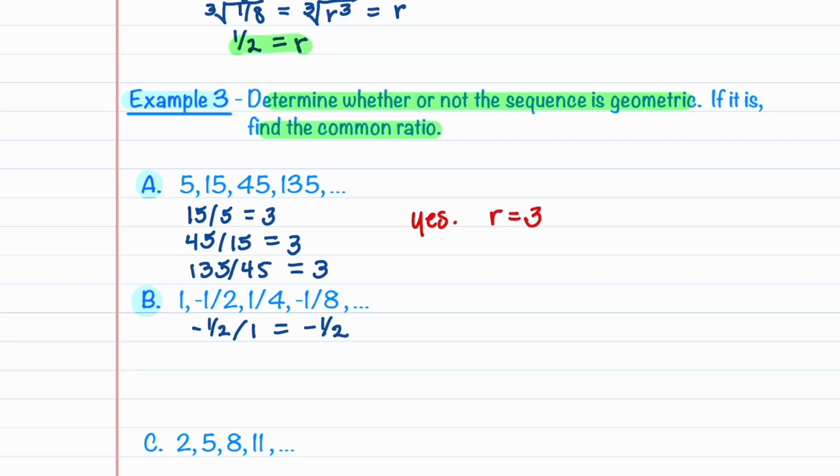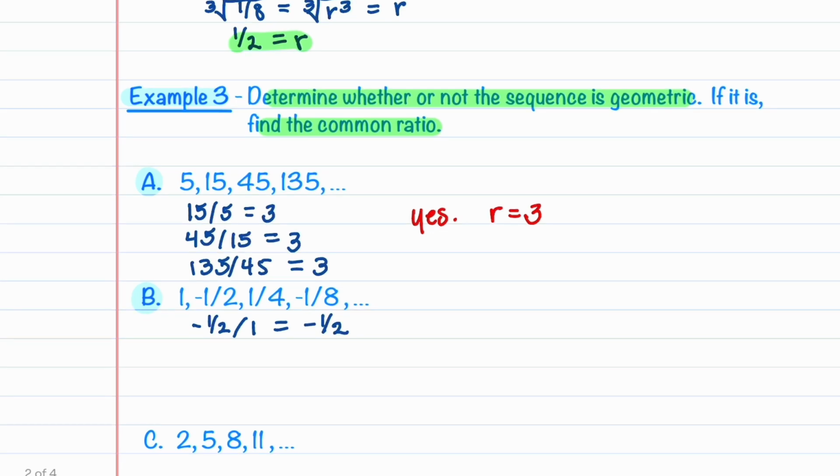Now let's find the common ratio between the third term and the second term. So we're going to take 1/4 and we're going to divide it by minus 1/2. I know this is tricky because it's fractions. Dividing by a fraction is the same thing as multiplying by its reciprocal. So we're going to take 1/4 and we're going to multiply it by minus 2/1.